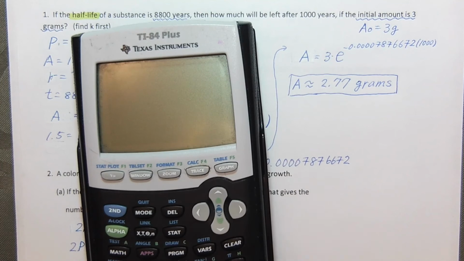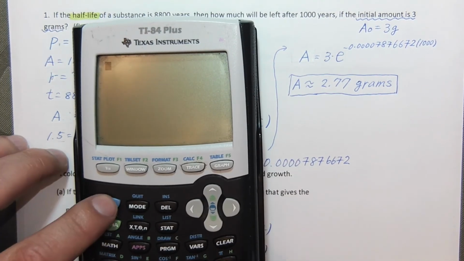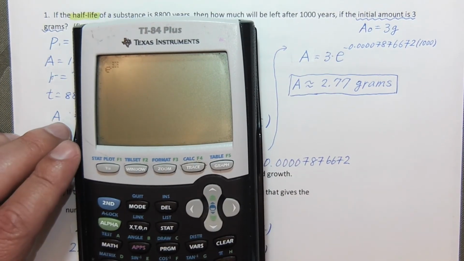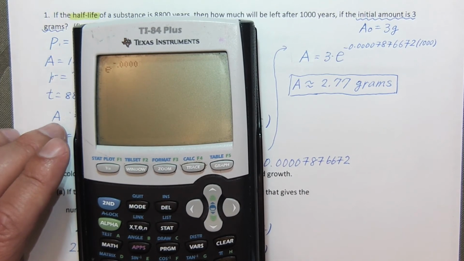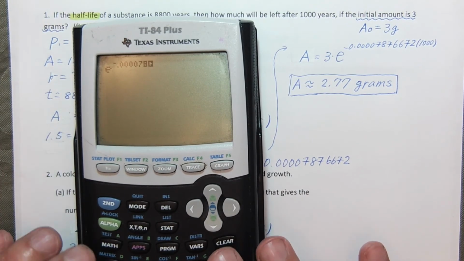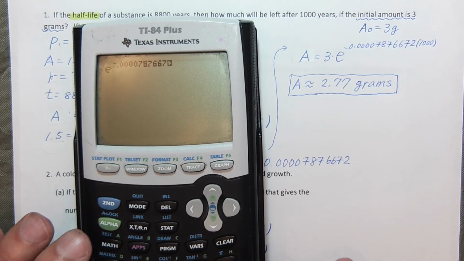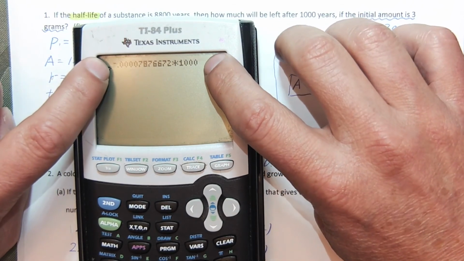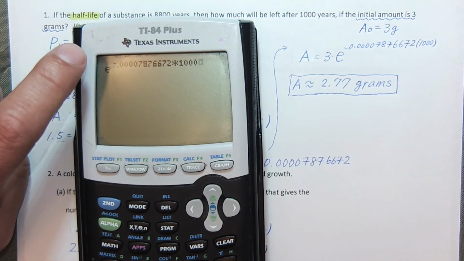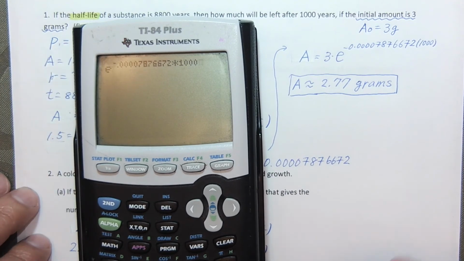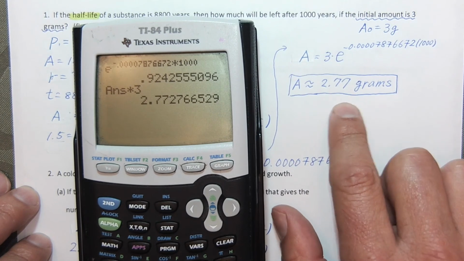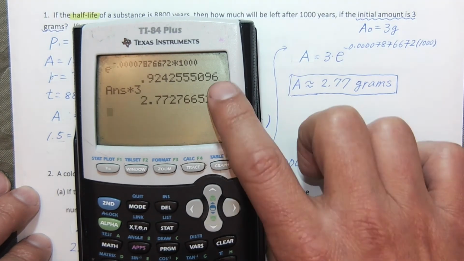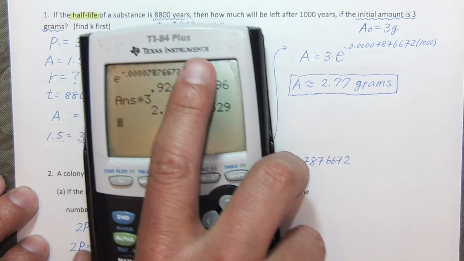Well, let me show you where we're getting these numbers from. This is going to be second ln for e raised to the negative 0.1234 zeros 7876672 times 1,000. Be careful. Mine is a little bit newer, and I don't need to put parentheses here. Yours, you may need to put parentheses. That may be a must. So I'm going to hit equals, and then times 3. And you can see it dropped down to 2.77 grams. Make sure you practice this with your calculator and see if you get those same numbers.